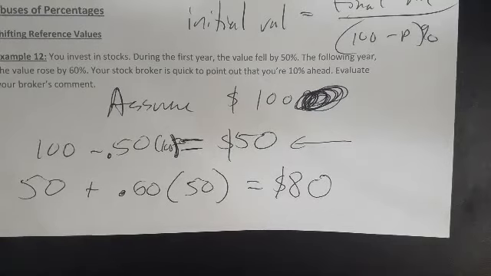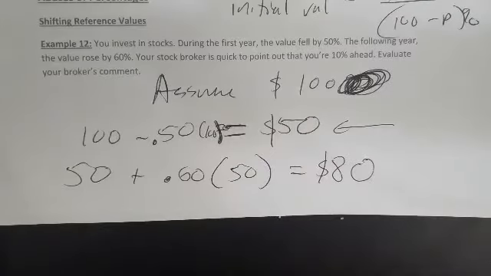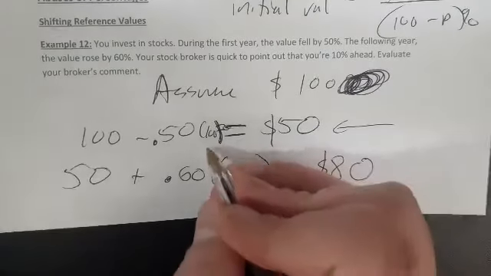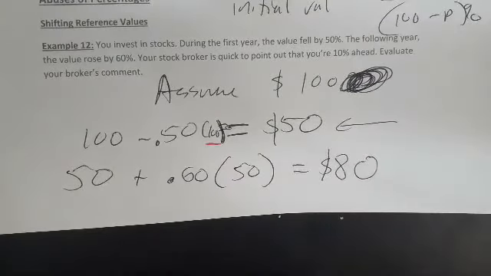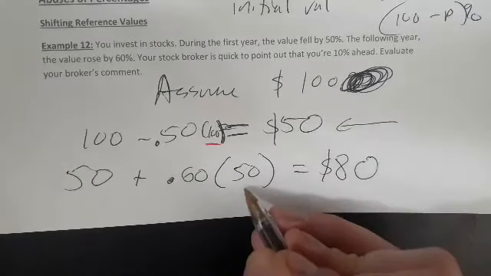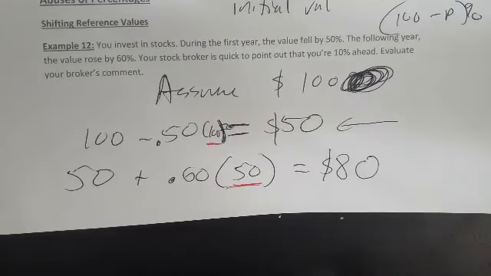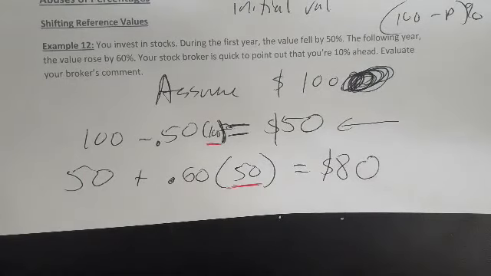And your stockbroker is trying to tell you that you are ahead. You are probably not going to be too happy with your stockbroker because you are $20 down, and he's trying to tell you you are 10% ahead. So that is not an accurate thing. Why? It has to do with the shifting reference value. When we took off 50%, what we were taking 50% off of was 100. But when we took 60% up, what we were taking 60% up from was only 50. So even though these percentages were only 10 points apart, they weren't referring to the same whole. The reference value was different.